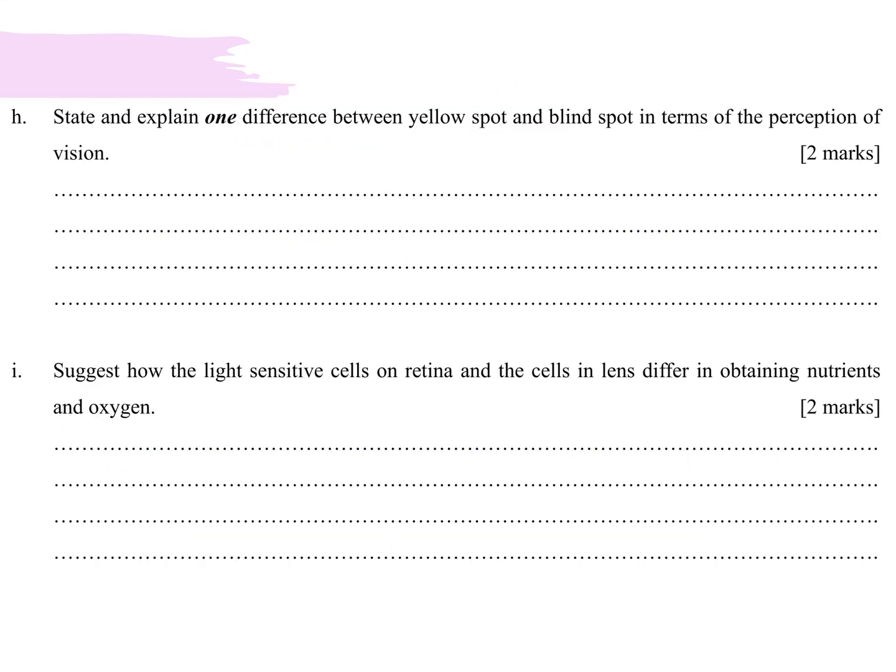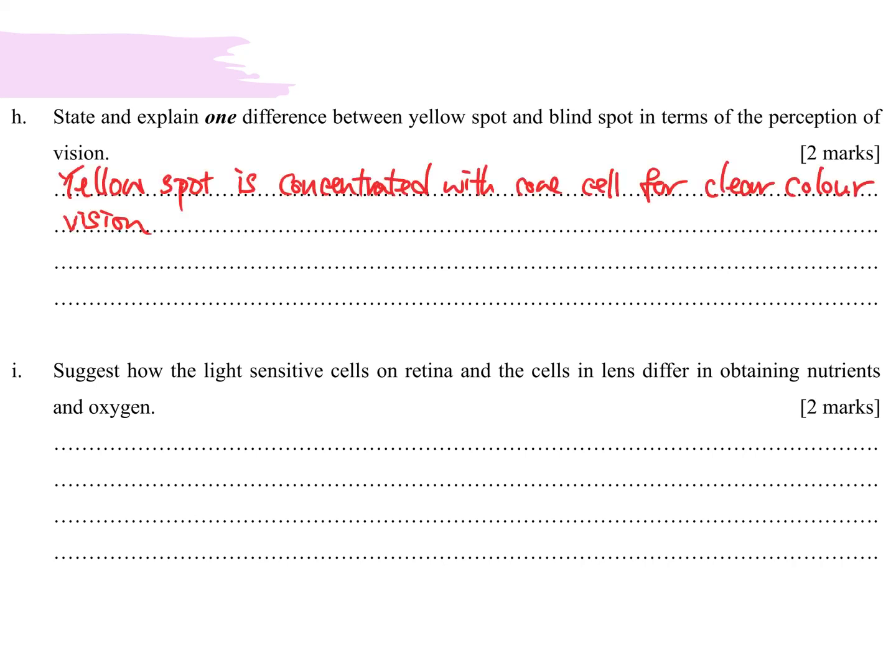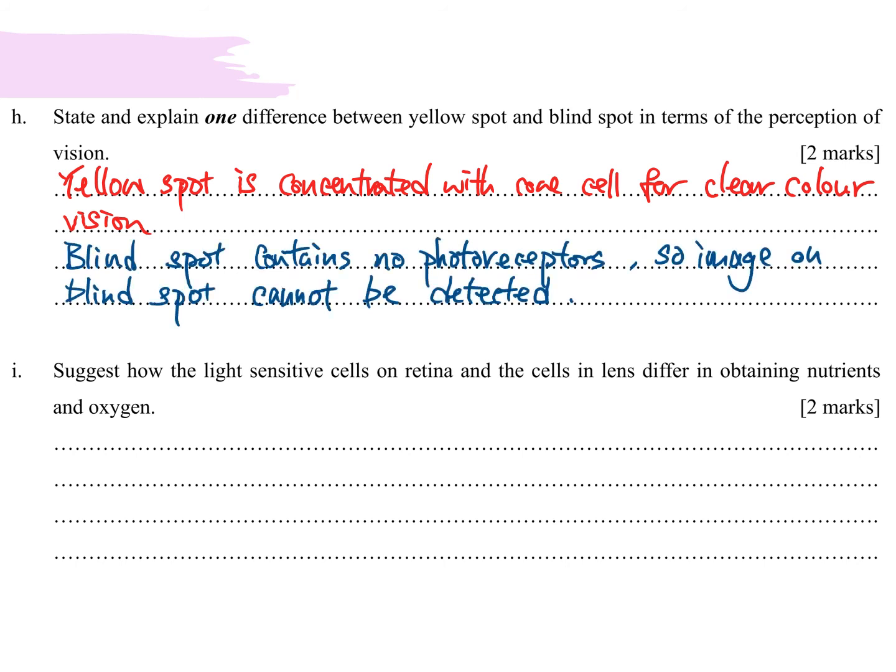Question H. State and explain one difference between yellow spot and blind spot in terms of the perception of vision. Let's take a look at the yellow spot first. Yellow spot is concentrated with cone cells for very clear color vision. What about blind spot? In the blind spot, there are no photoreceptors, so since the blind spot contains no photoreceptors, the image on the blind spot cannot be detected. That is the difference.